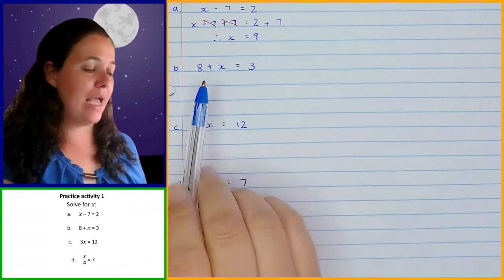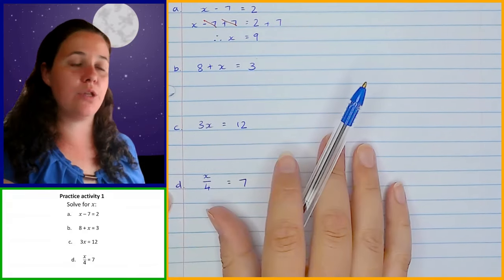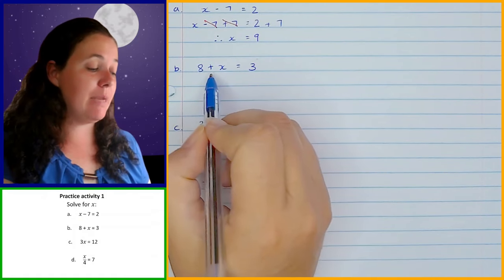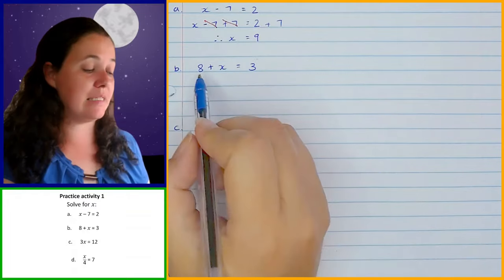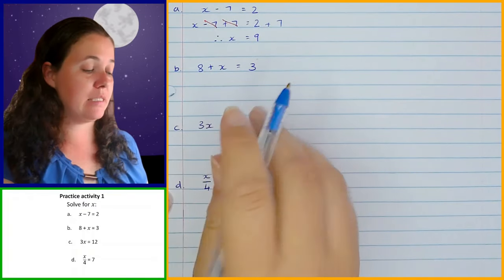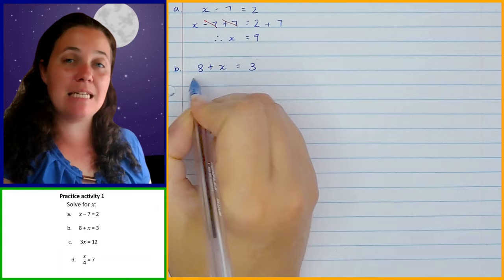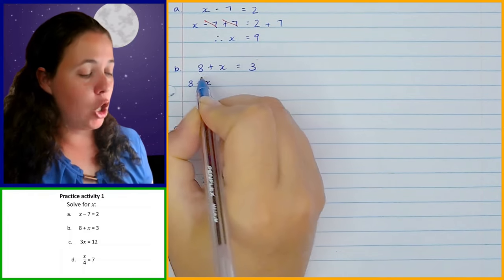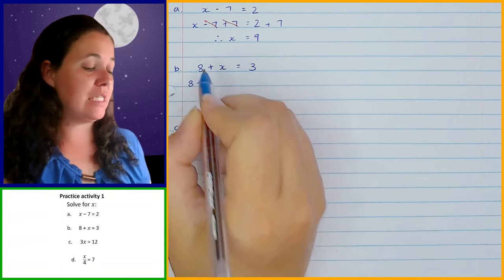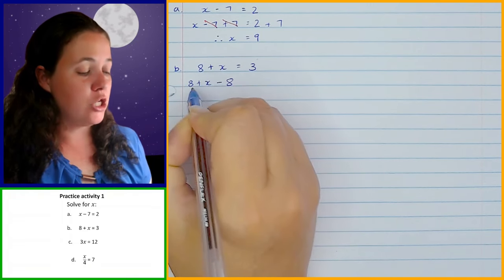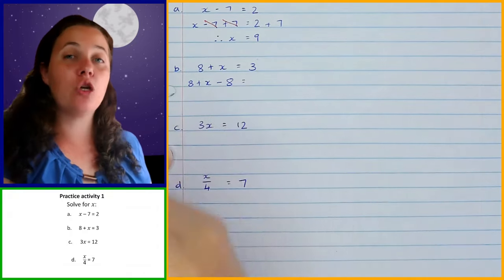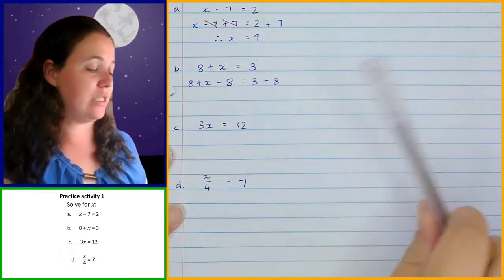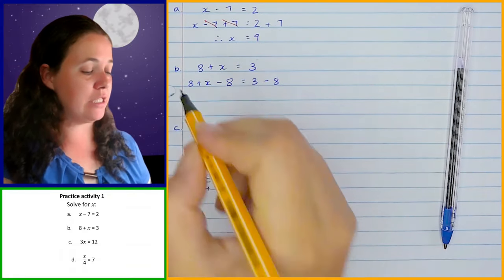Question B, we had 8 plus x equals 3. Okay, so now in this case, again, it's addition. Now it doesn't matter that the 8 is before the x or after the x, I'm still adding it to the x, okay? So I want to cancel out that 8. So I'm going to have 8 plus x, the opposite or the inverse of addition is subtraction. So I'm going to subtract 8 to cancel out that 8. And then because it's an equation, I have to do the same thing on both sides. So that's 3 minus 8 on the other side. Okay, so then the 8s are going to cancel out over here.